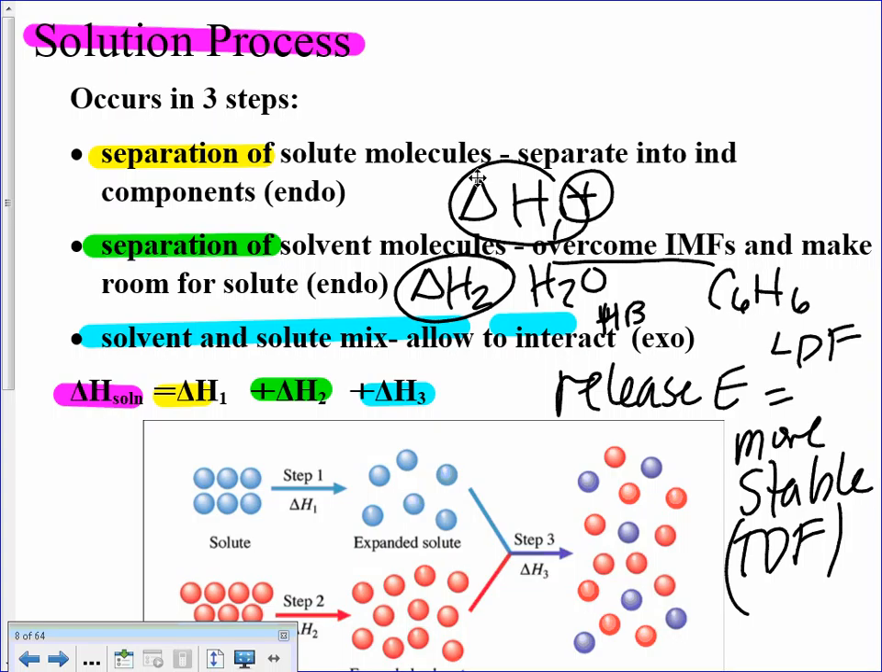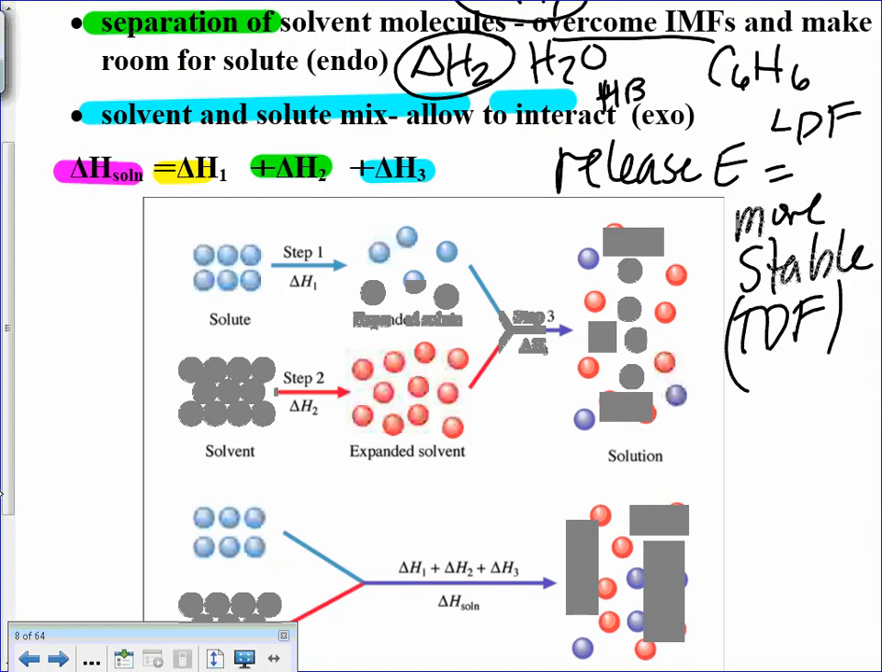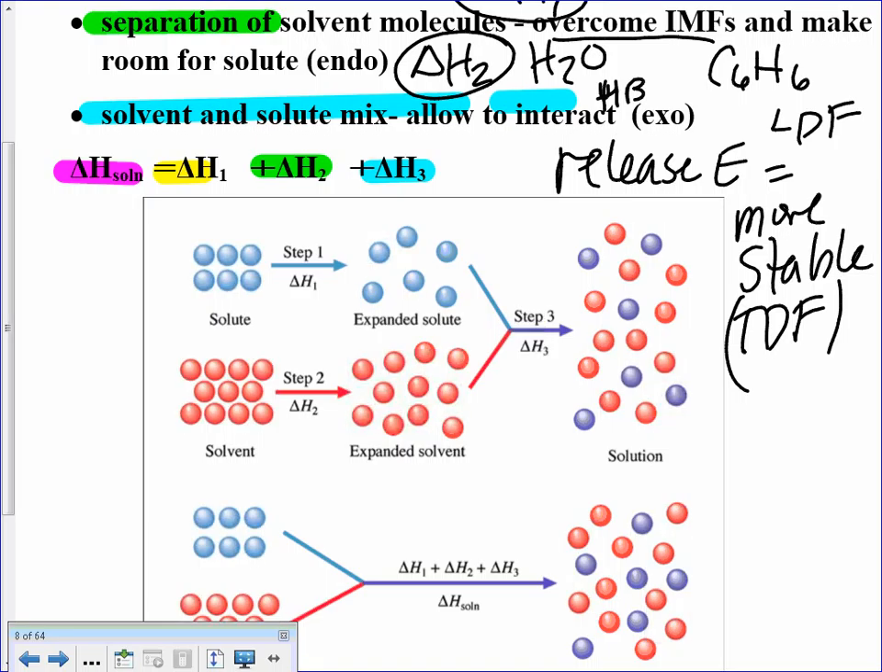So the only reason something would ever make a solution is if, in the end, the delta H of solution is negative. So delta H solution should be negative because that is the stabilization process, whenever you release extra energy. Well, how in the world is delta H solution going to be negative? What are the magnitude differences between these?